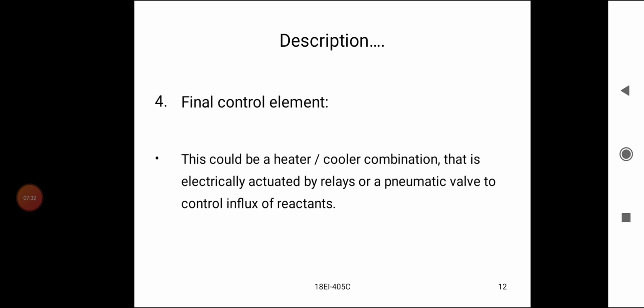Final control element: this could be a heater or cooler combination that is electrically actuated by relays, or a pneumatic valve to control influx of reactants.